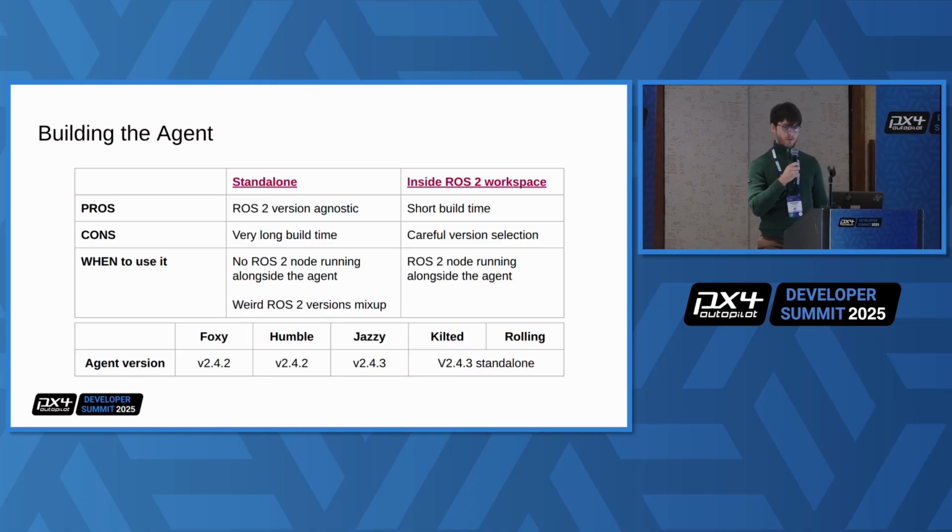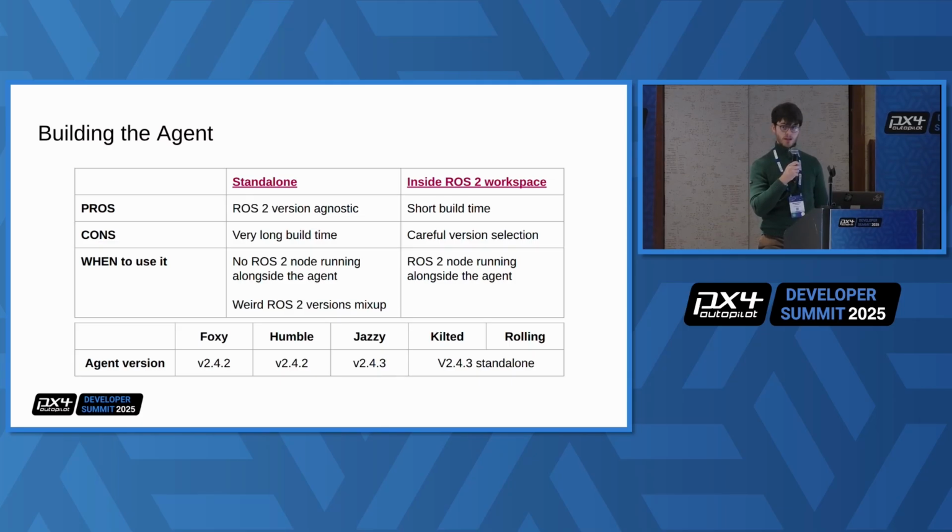But you need to be careful about the version when doing that, because if the version mismatches the one installed in ROS, it will fail. So for Foxy and Humble, you want to use 2.4.2. For Jazzy, you want to use 2.4.3. For Kilted and Rolling, because they updated to FastDDS 3, you need to compile it standalone.